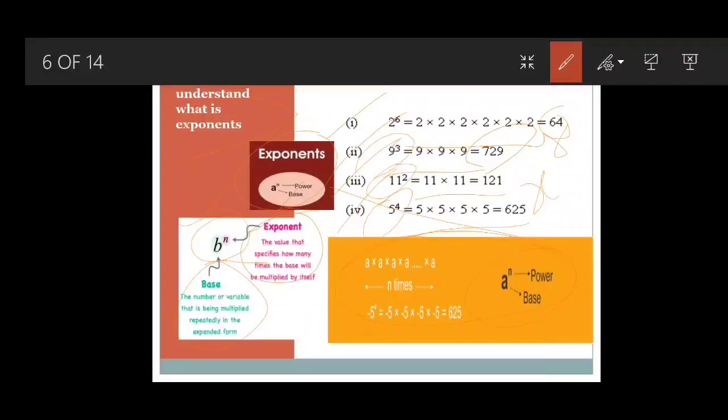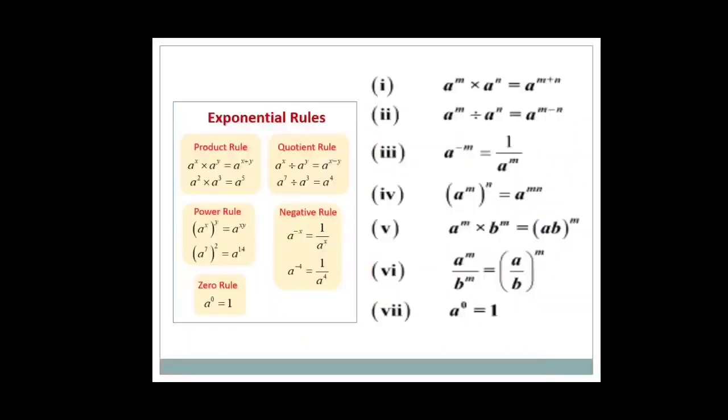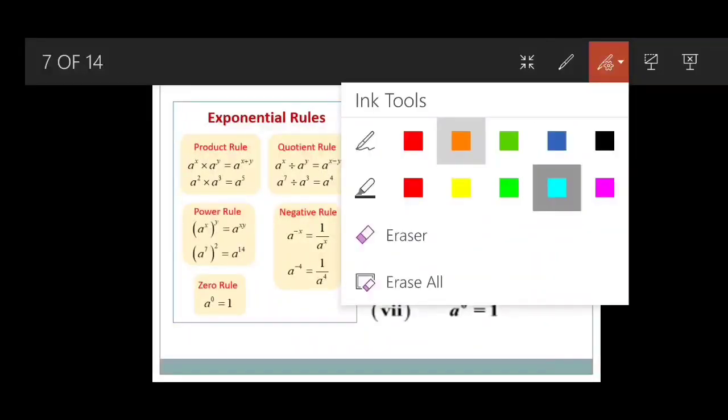Now look at minus 5 to the power 4. Here the base is negative. When the base is negative, you have to look at the power. If the power is an even number, then the answer will always be positive. But if the negative number has an odd power, then the answer will be negative. Simple. We will look at another example. Just follow the exponential rules written over here.